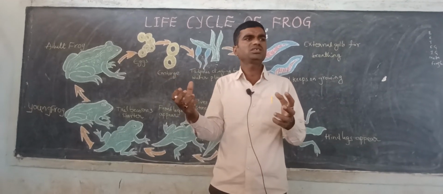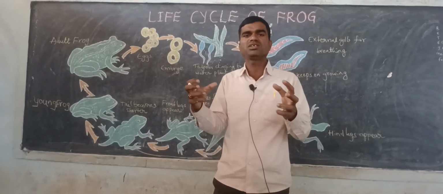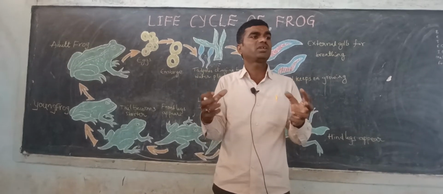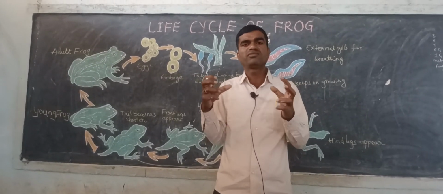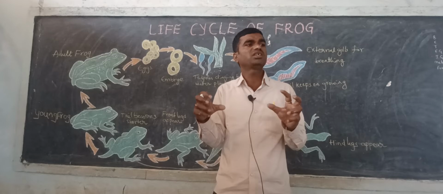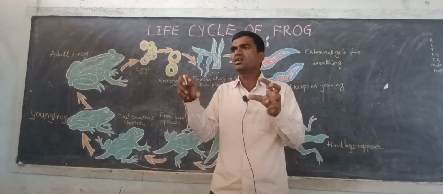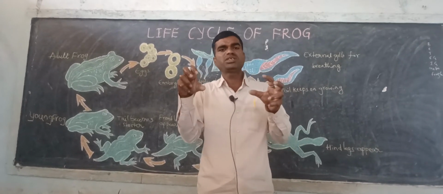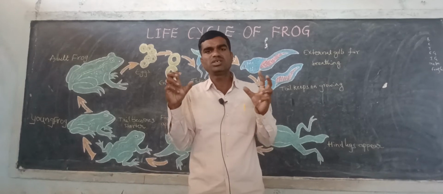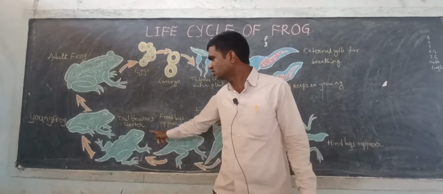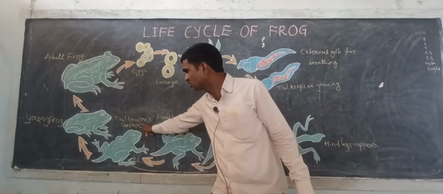When the tail is reducing, here lungs become functional. When lungs become functional, from this stage the frog is doing respiration with the help of lungs. So lung respiration is called pulmonary respiration. So likewise, the tail becomes shorter.